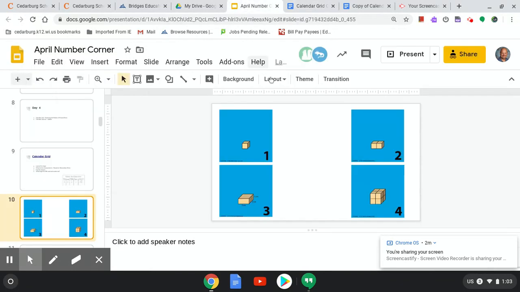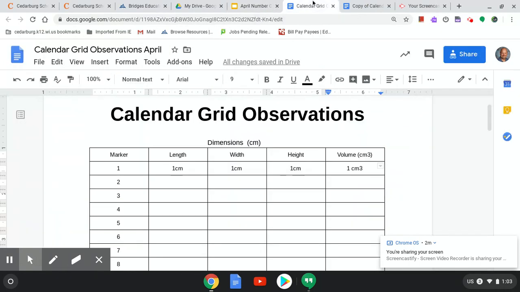All right, so now let's take a look at marker number 2. Marker number 2 looks like it has a length of 2, a width of 1, and a height of 1. So let's go back to our record sheet. Our length is 2 centimeters, our width is 1 centimeter, and our height is 1 centimeter. So if we go base times height again, length times width is 2 times 1, 2. And then we multiply that by the height, and that equals 2 centimeters cubed.